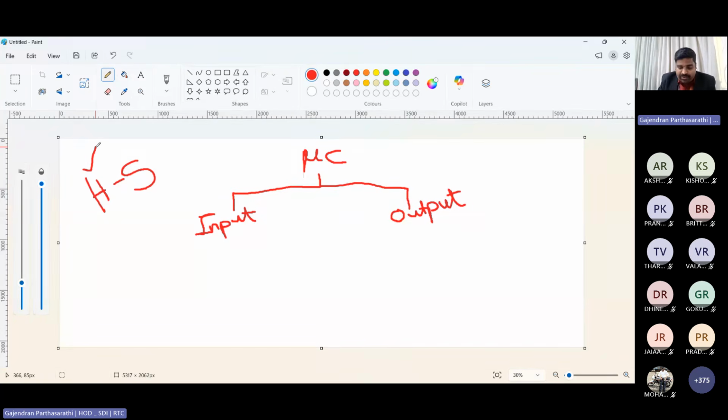We should know. These are a few examples of the hardware specifications we need to know on our own. Then the software side: now we are learning the Arduino Uno development board.